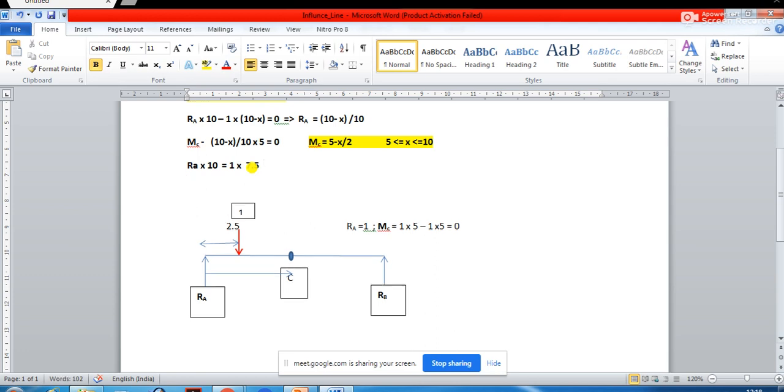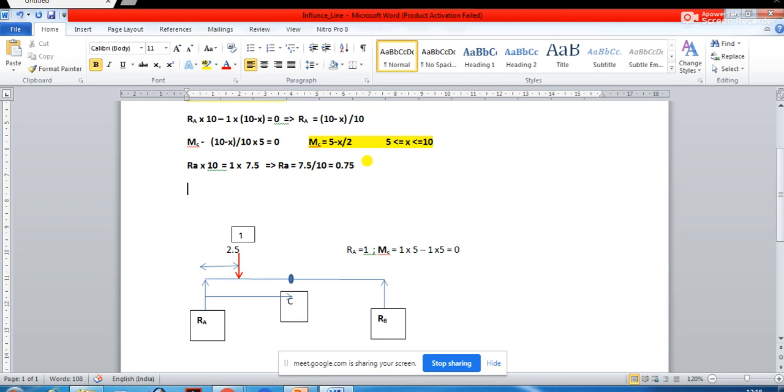So your RA is going to be equal to 7.5 divided by 10, which is 0.75. Now is it clear? So you have found out the reaction now. Once you have found out the reaction RA, then you find out the moment at C. So how do you find the moment at C? Exactly the same way, you apply the method.